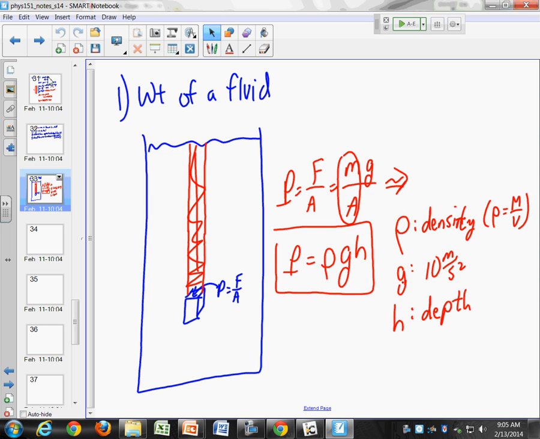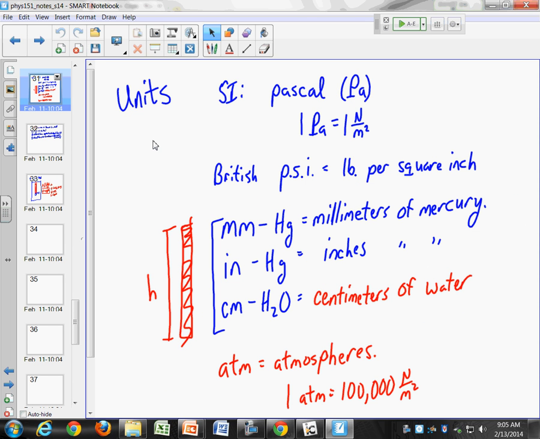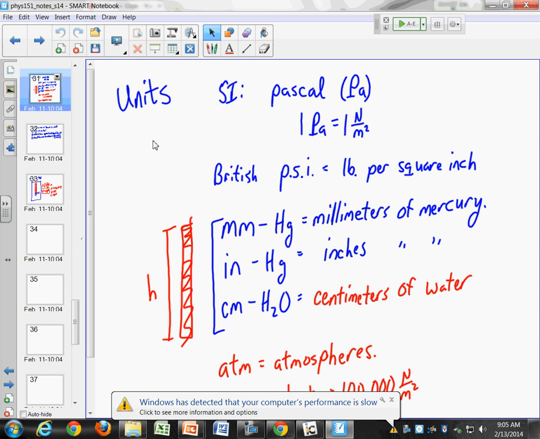Okay, so let's see. We were talking about pressure. Remember, we had a lot of different units: the Pascal, the British system, the PSI, which is pounds per square inch, like in your tire. And then we said these measurements represented what? The millimeters of mercury, inches of mercury, or centimeters of water. What did those measurements represent? Right, the height of a column. Who said that? Was that you? Yeah. So yeah, they represent the height of a column, and we'll see today where that comes from, how that height comes about.